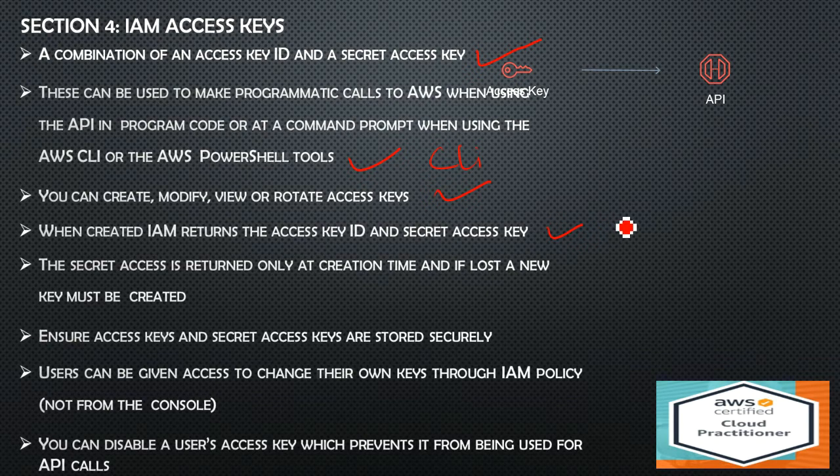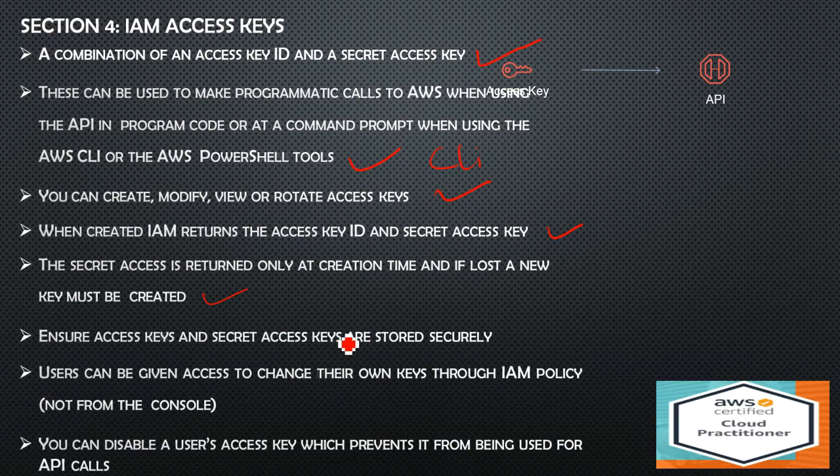I'll show you this in a minute. The secret access key is returned only at creation time, and if lost, a new one must be created. So this is what you need to remember, because at the time of creation, when it returns the access key and the secret access key, you need to save that at that time. If you don't, then you don't get access to the access key again. So in that case, you have to create a new user.